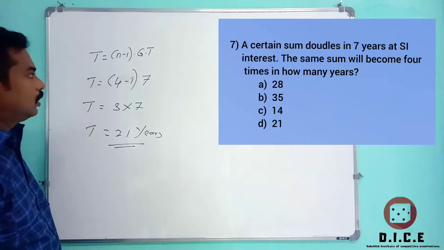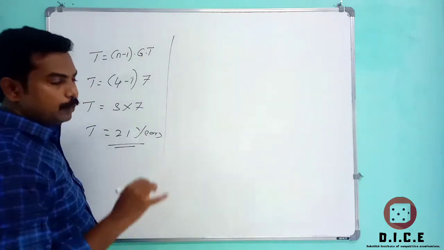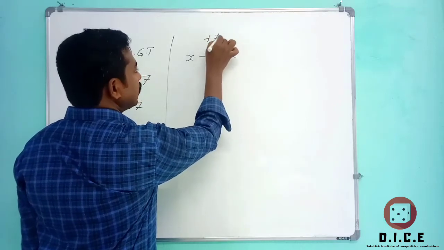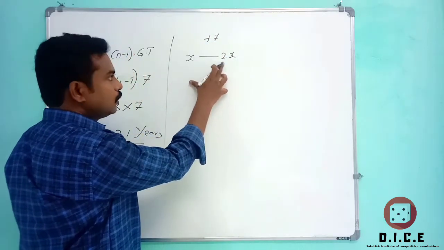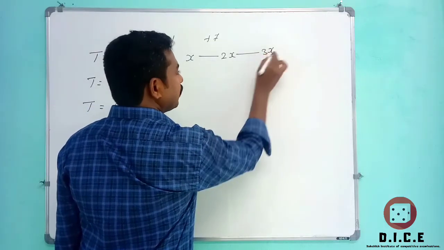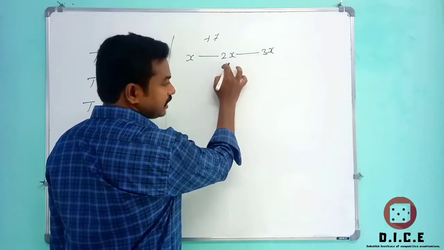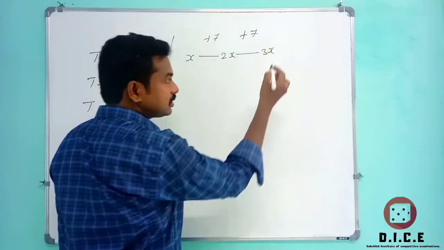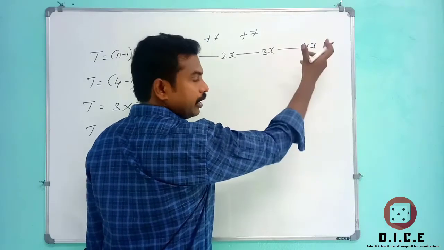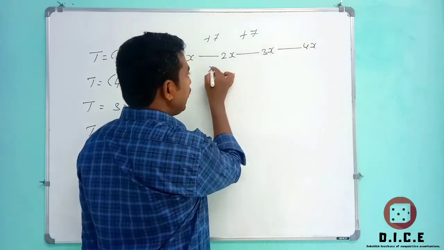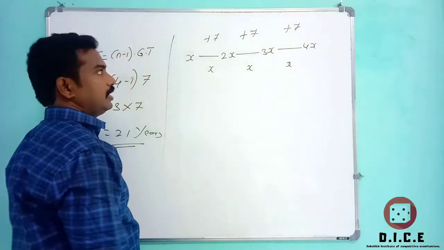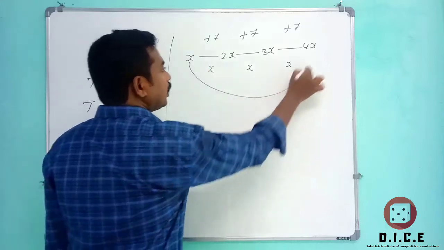This is the formula. If not, in the general process, if x rupees becomes 2x in 7 years, maintaining a gap of x, 2x minus x, and the 2x amount becomes 3x by maintaining a gap of x, 3x minus 2x, that will be in another 7 years, and then 3x becomes 4x, maintaining a gap of x, that shall happen in another 7 years. And now he is asking the question, x should become 4 times.